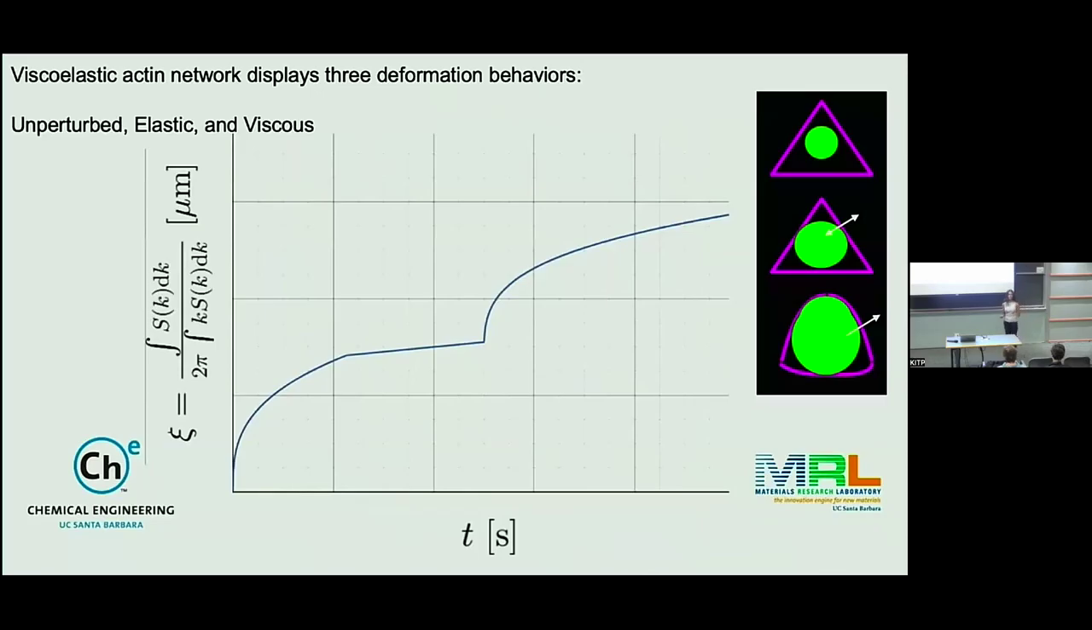Actin is in pink, the domains are in green, and the green domains are pushing against the actin, but the actin is behaving elastically and basically snaps back to its original position. And then the third phase is when the actin network relaxes to a viscous phase and allows itself to deform as the domain pushes on it.